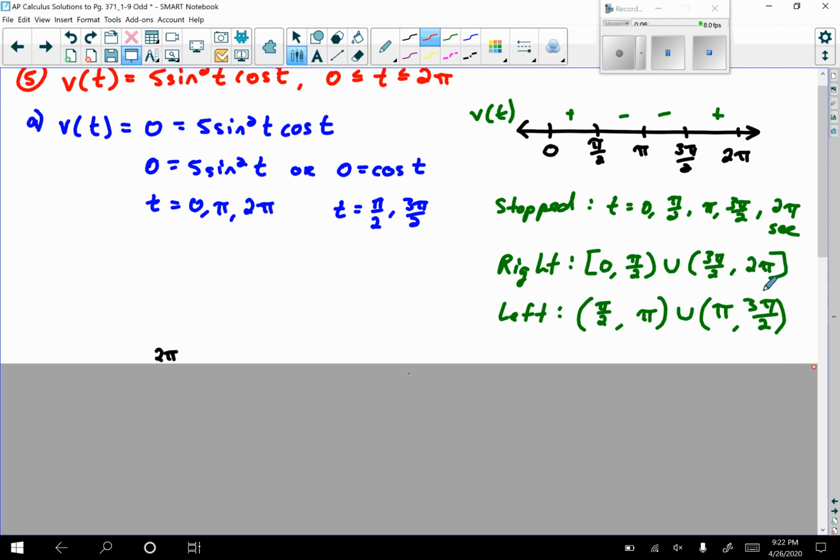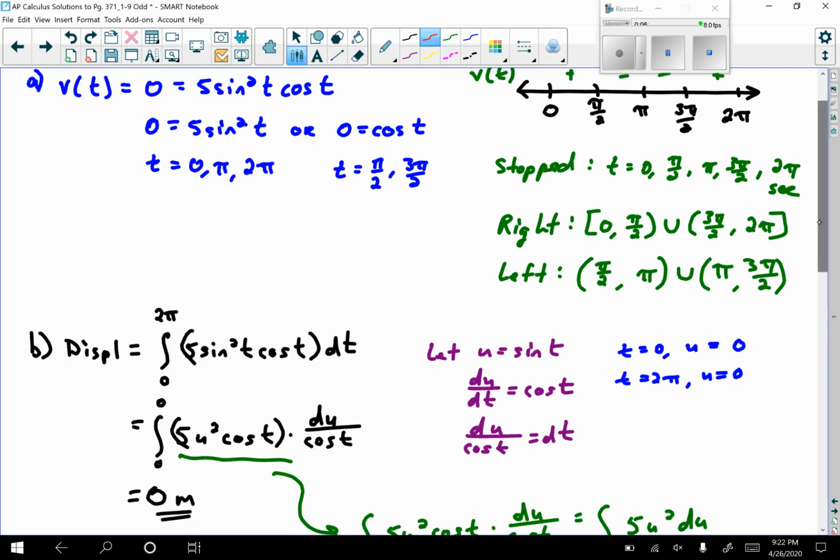Now, with the left, I did separate this here. It's not consistent because our particle is stopped. So when it's stopped, it's not moving anywhere. So that's why I sort of broke it up here at the pi. But when we go to write the integral, we can just go straight from pi over 2 to 3 pi over 2 for part C.